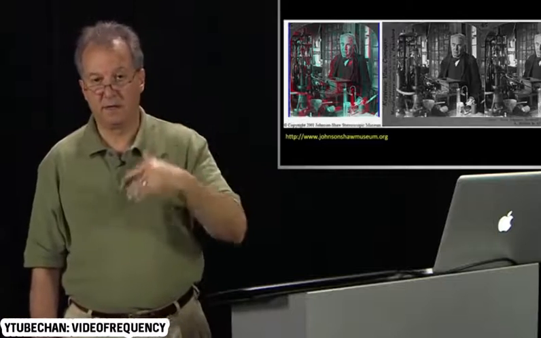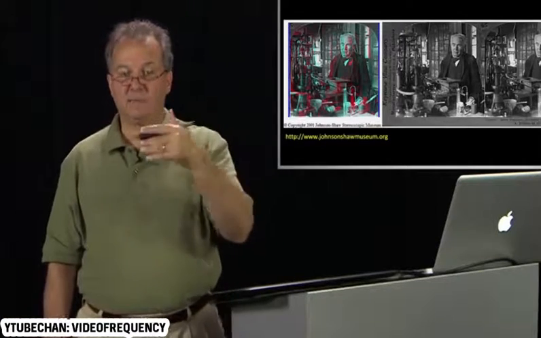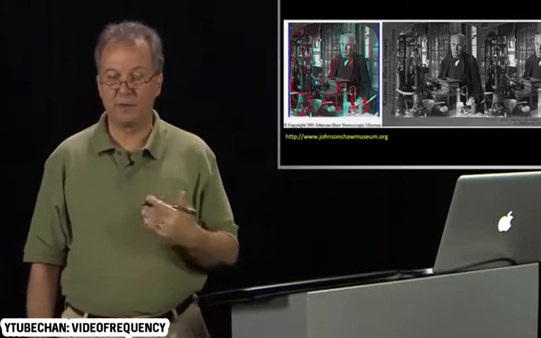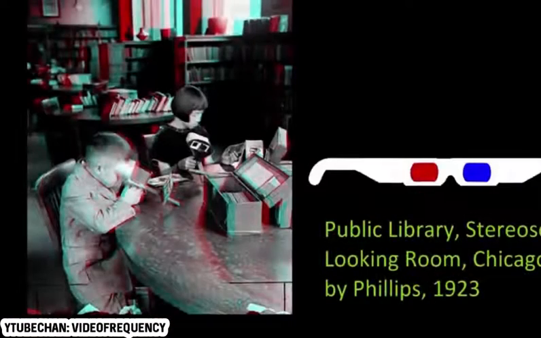Likewise, you put the red image, it becomes invisible to the red filter. And so anaglyph stereo became popular for a little while in cheap three-dimensional movies. There's a picture of those stereo viewers. And this is a great picture because it's a stereo image of kids looking at stereo pairs in the library.